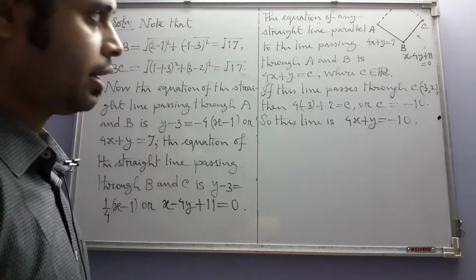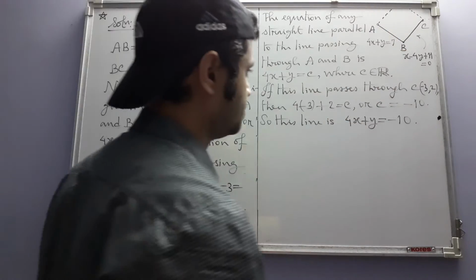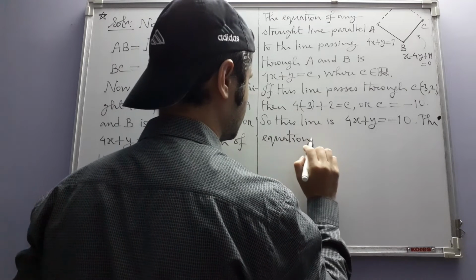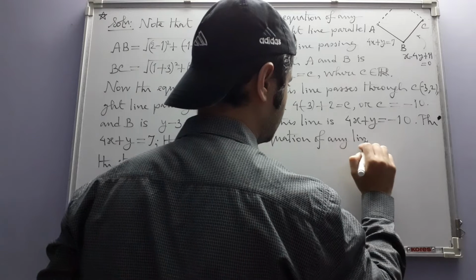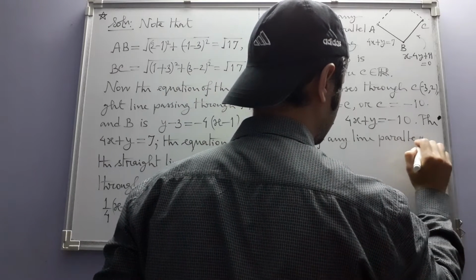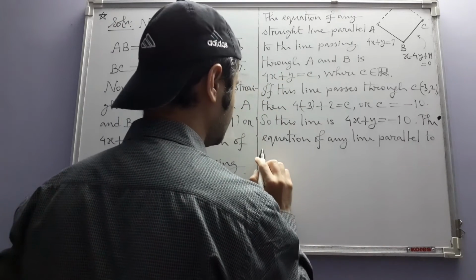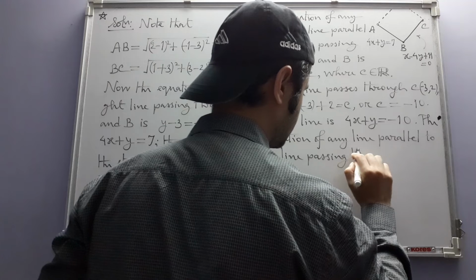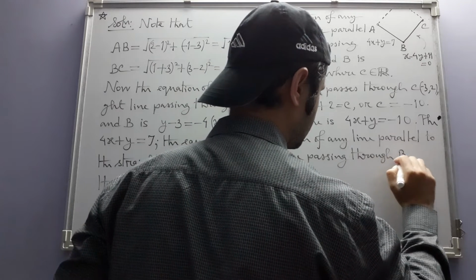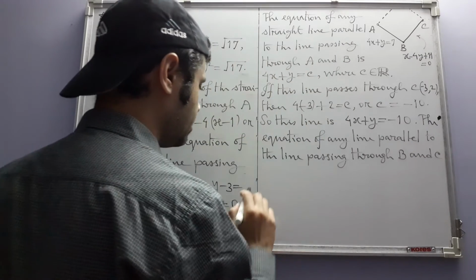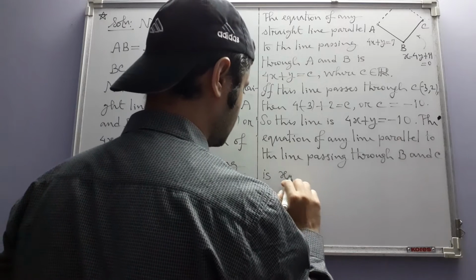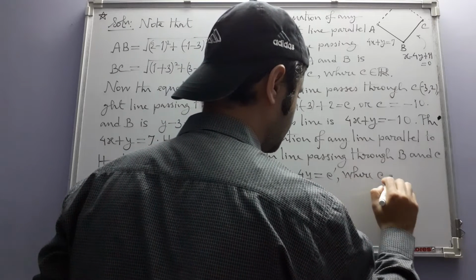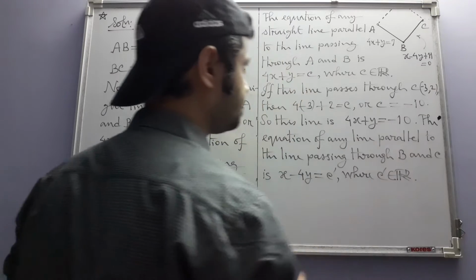Similarly, we can find the equation of this line also, which is parallel to the line passing through B and C and is itself passing through A. The equation of any straight line parallel to the line passing through B and C is x minus 4y equal to C prime, where C prime is some real number.